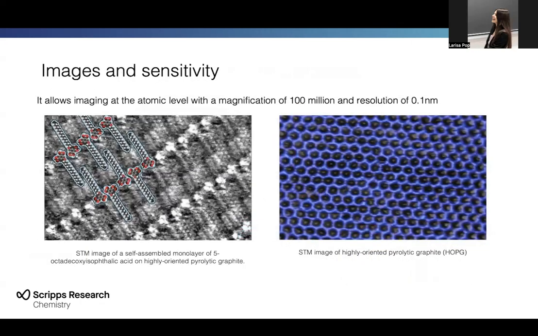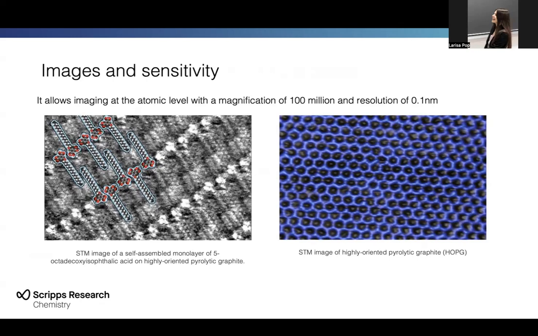How can it be so sensitive though? There are a few reasons that allow STM imaging to be this good, to have a magnification of 100 million and a resolution of 0.1 nanometers. First of all, the atomic scale sharpness of the tip. The tip of the STM is made from conductive materials, like tungsten or platinum-iridium, and is often sharpened to a single atom at the summit.